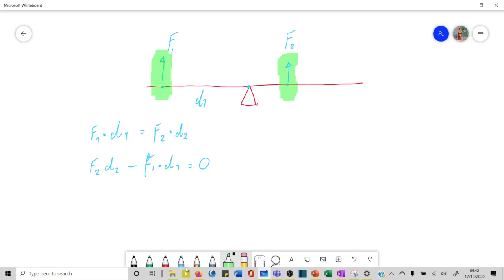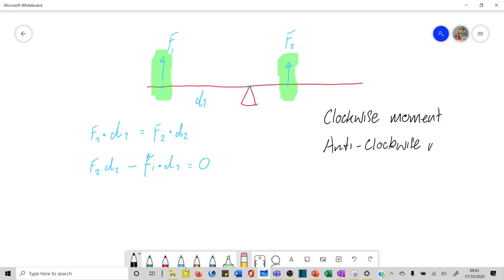Highlight this and this. What we need to understand about axes of rotation is something called clockwise moment. It is effectively moving, but clockwise moment and anti-clockwise moment. You may even see in some books or online videos that it's counterclockwise, anti-clockwise, counterclockwise. It's pretty much the same thing.